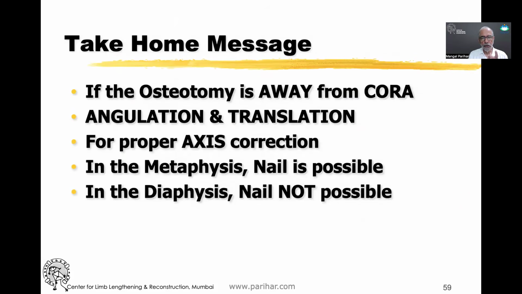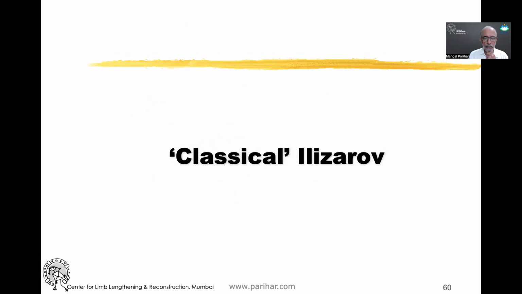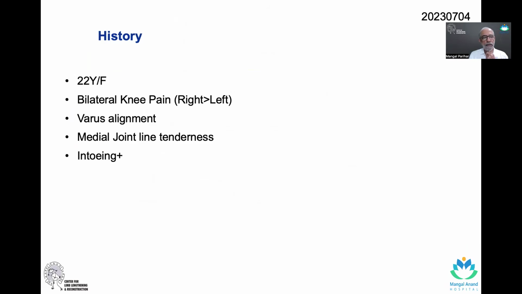So if the osteotomy is away from the CORA, then angulation as well as translation is needed for proper axis correction. In the metaphysis, a nail is possible. In the diaphysis, obviously, because of that translation, a nail is not possible. Now, let's come to the classical Ilizarov, right? Where we put on rings and we put on hinges.